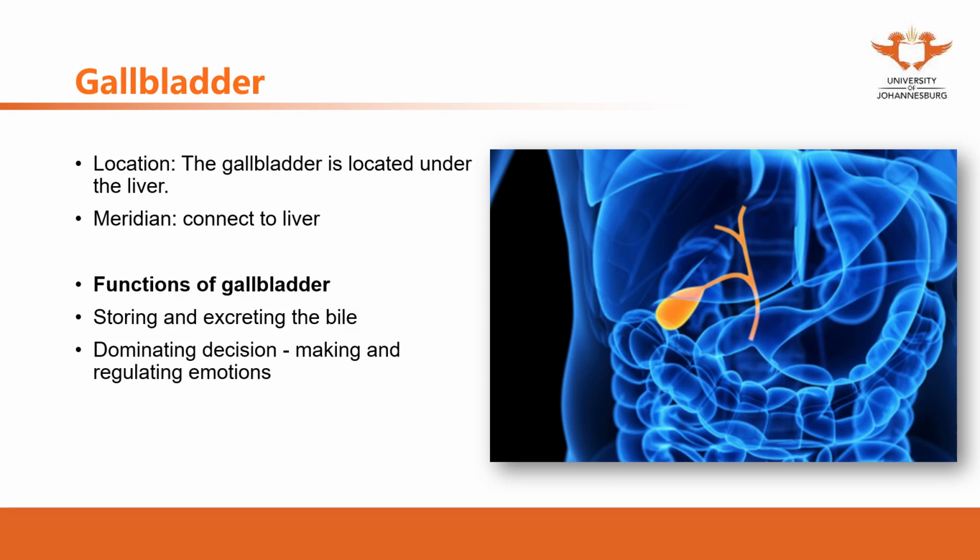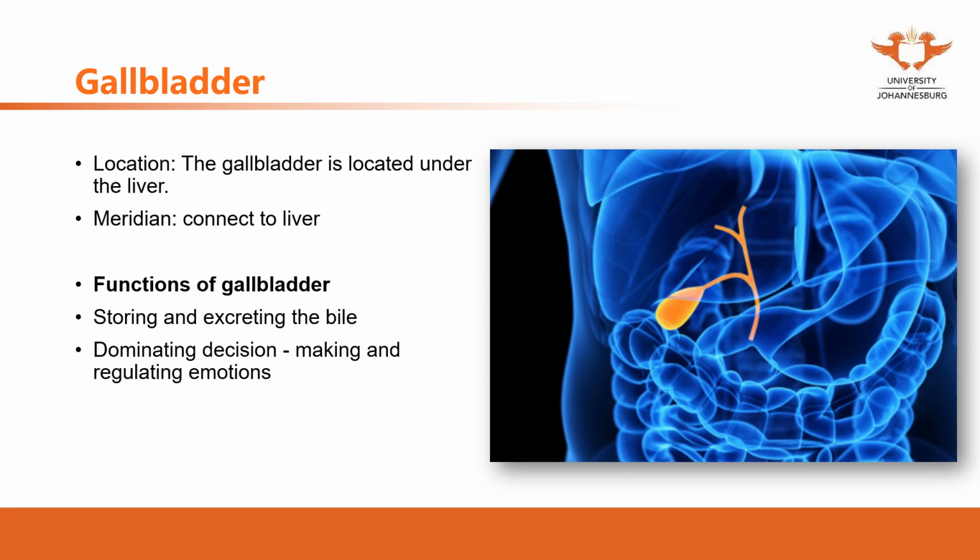When the liver qi moves upwards, the gallbladder qi moves downwards to excrete. If the gallbladder qi moves upwards, which is the pathological change, then the patient will feel a bitter taste in the mouth or vomiting with green colored mucus. That's the function of storing and excreting the bile.